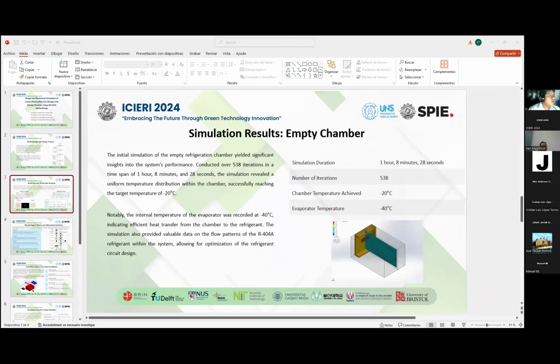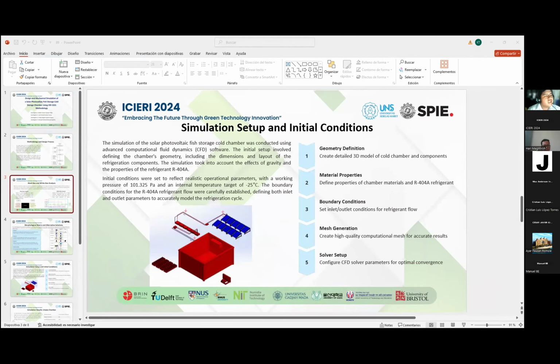Simulation setup and initial condition. The simulation of the solar photovoltaic fish storage cool chamber was conducted using advanced computational fluid dynamics (CFD) software. The initial setup involved defining the chamber's geometry, including the dimensions and layout, the refrigeration components, taking into account the effects of gravity and the properties of the refrigerants.